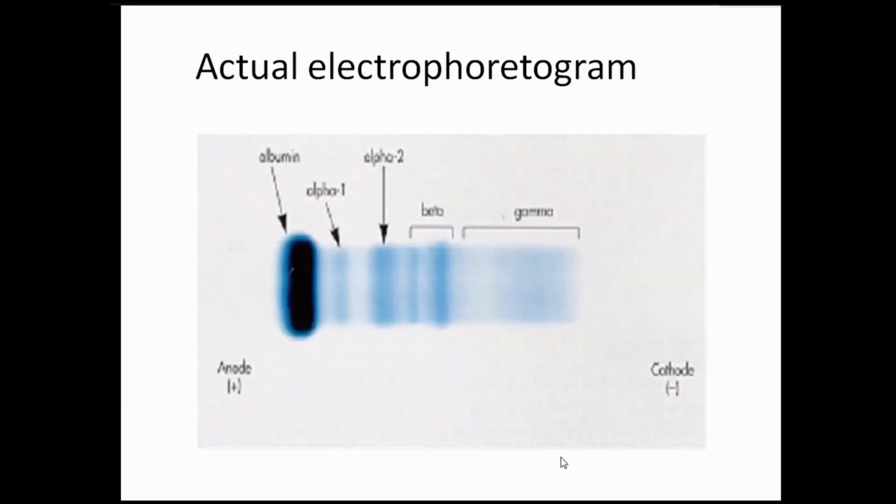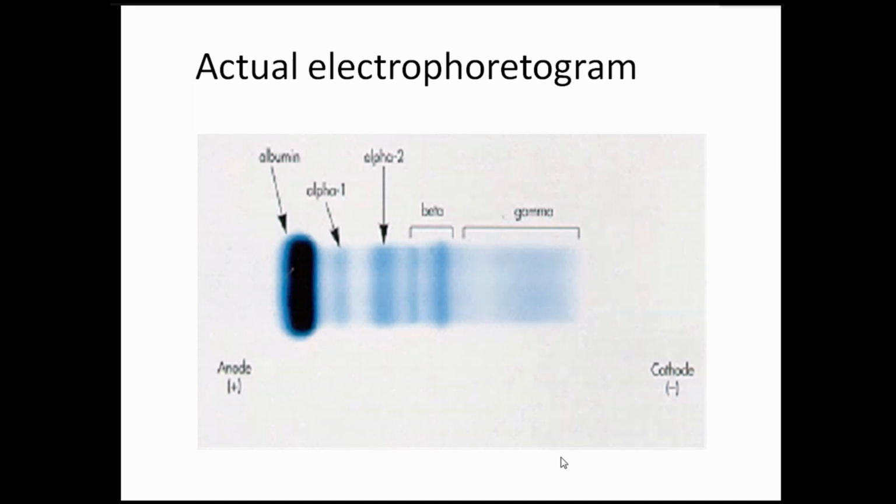So this is the electrophoretic picture of plasma. The globulins stay very close to the point of application because they are larger proteins. Albumin migrates farthest away from the point of application because it's the smaller of the proteins. Before albumin, there's even a smaller one called pre-albumin. So this is the distribution.